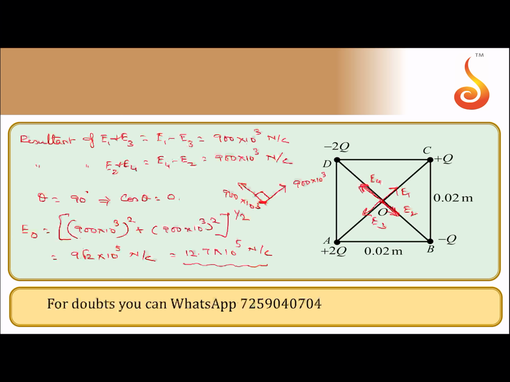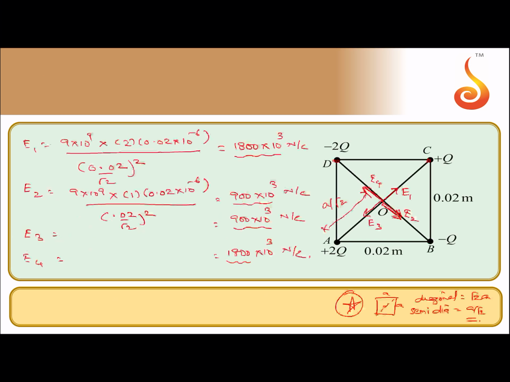Okay, let's recap once again. What did we do in this problem? We had 4 charges, therefore I need 4 electric fields. My first step was to calculate the 4 electric fields E1, E2, E3 and E4. In order to get the electric field, I need to know the distance between the charge and the point O, and I know for a square the diagonal is root 2a, therefore semi-diagonal is a by root 2. So using that value I found out E1, E2, E3, E4 for my 4 charges.